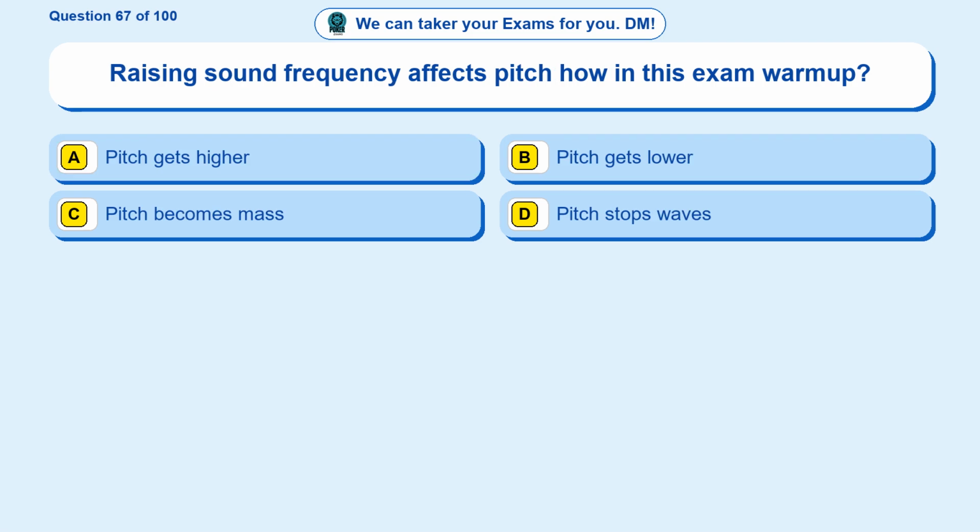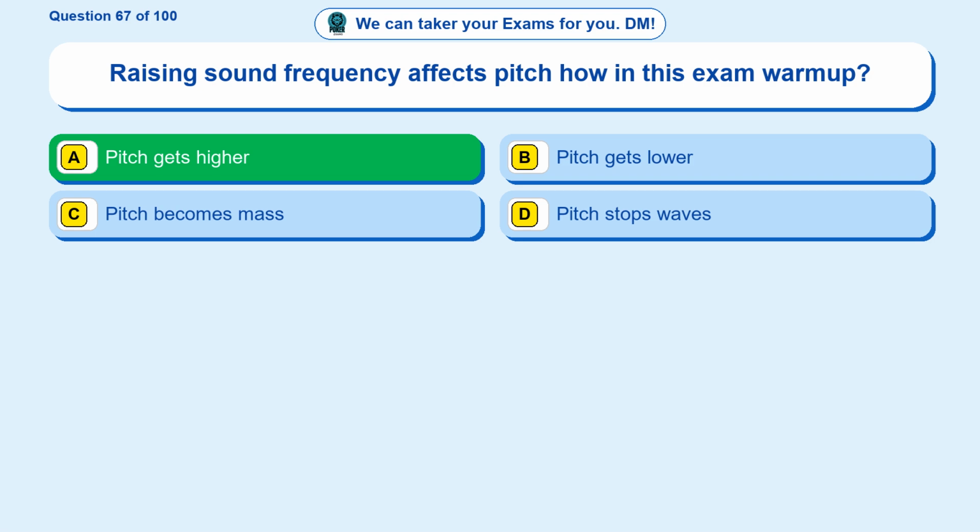Question 67. Raising sound frequency affects pitch how in this exam warm-up? Option A, pitch gets higher. Option B, pitch gets lower. Option C, pitch becomes mass. Option D, pitch stops waves. The correct answer is option A.